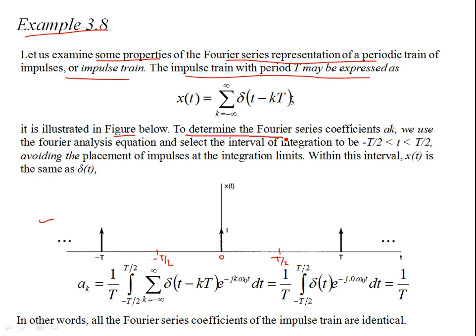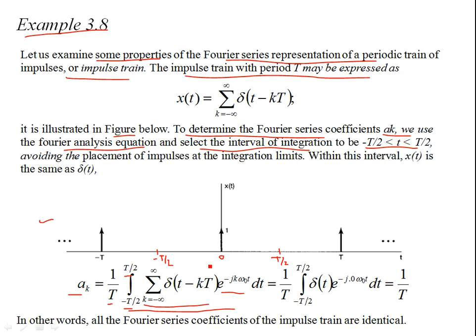To determine the Fourier series coefficients a_k, we use the Fourier analysis equation and select the interval of integration to be minus T by 2 to plus T by 2. That is one period, right? So to determine the Fourier coefficients, you can use this. You can just plug in x(t) over here, multiplied by e^(-jk omega naught t). Omega naught is 2π by T. Okay. Now you notice that from minus T by 2 to plus T by 2, that's over one interval, one period.